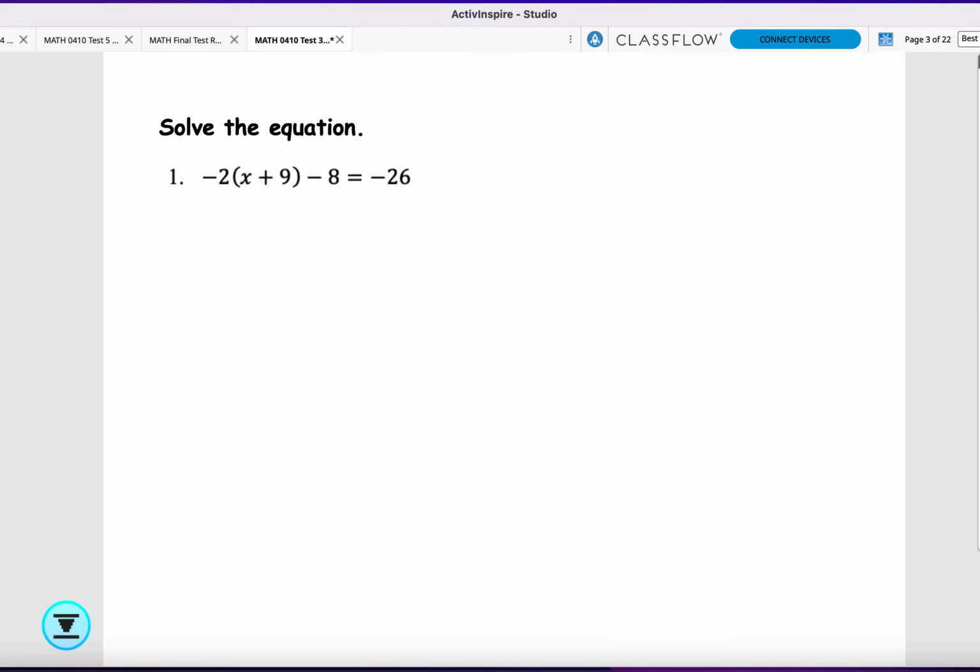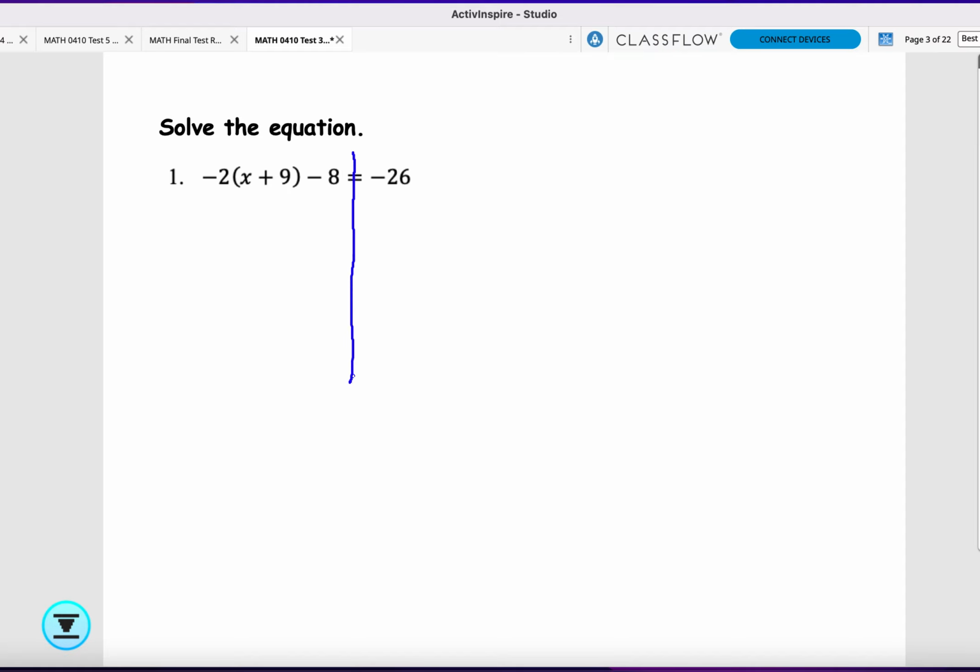All right, let's look at number one. I believe this first half of the review is going to be about solving equations. So you're going to be utilizing the skill set that we learned this semester on solving equations. Look at number one: negative 2 parentheses x plus 9 minus 8 equals negative 26. You're going to want to get x by itself. That is your primary goal, right? So how do we do that?